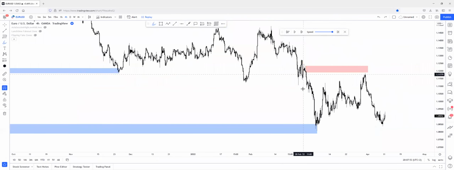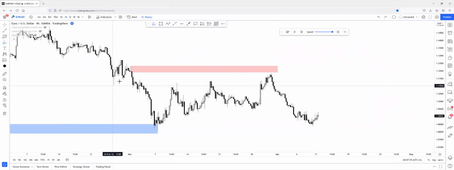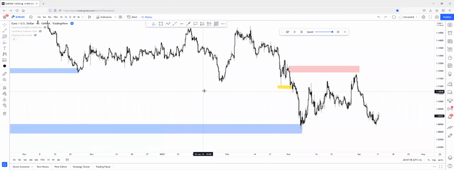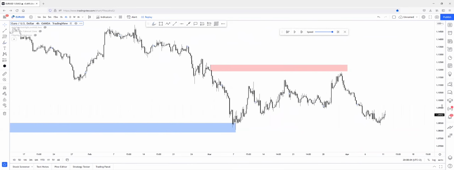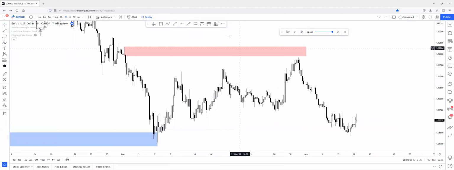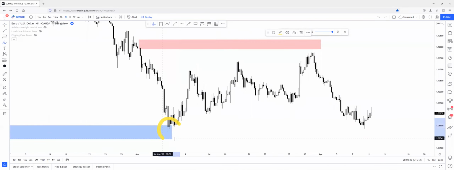And this supply zone was the origin of this character changing movement to the downside, and character changing movement right here too, which has lots of liquidity just below it, which has been split with this movement. Okay, so let's just start the analysis. What can we see on the 4-hour chart? We can see that price reversed right here at this demand zone.